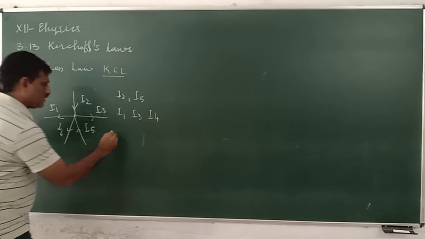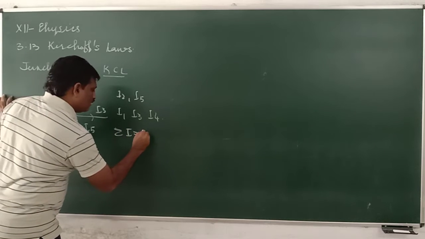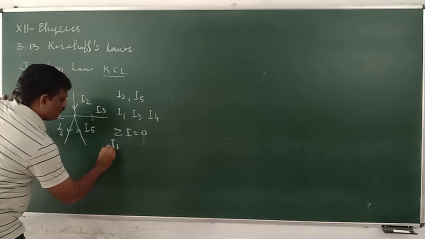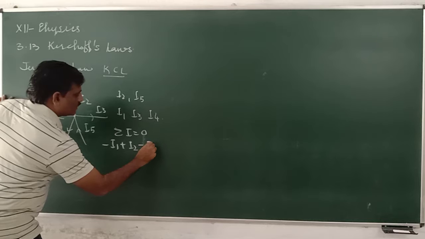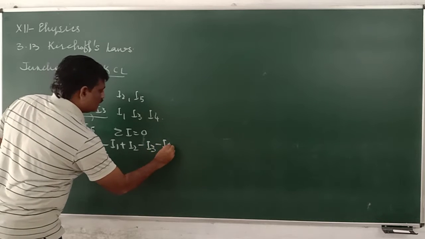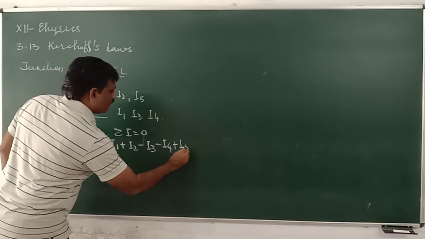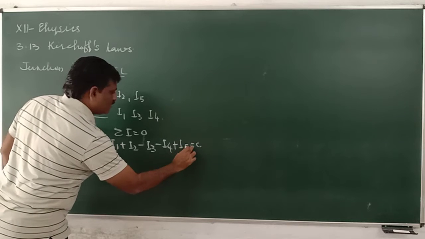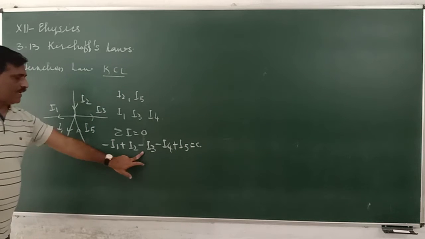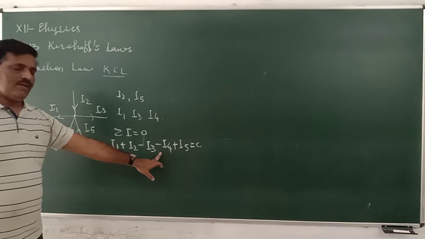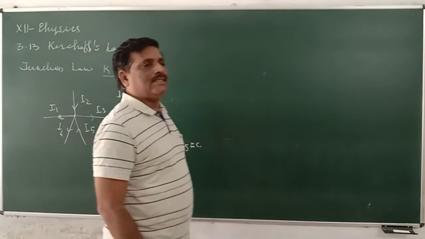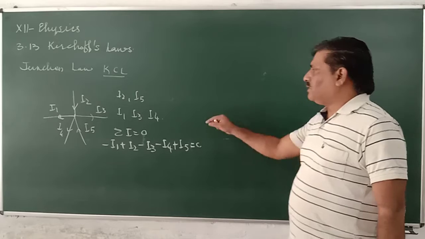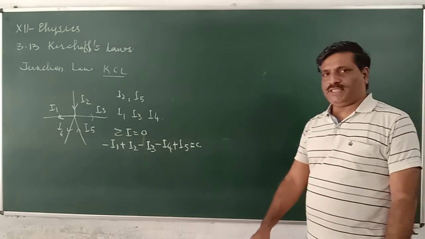Then the algebraic sum of all currents I is equal to 0. It means that minus I1 plus I2 minus I3 minus I4 plus I5 is equal to 0. This sign is important. From where did this negative sign come? I1 is negative because it is leaving the junction. If current is leaving the junction, it is taken as negative. If it is entering the junction, it is taken as positive.